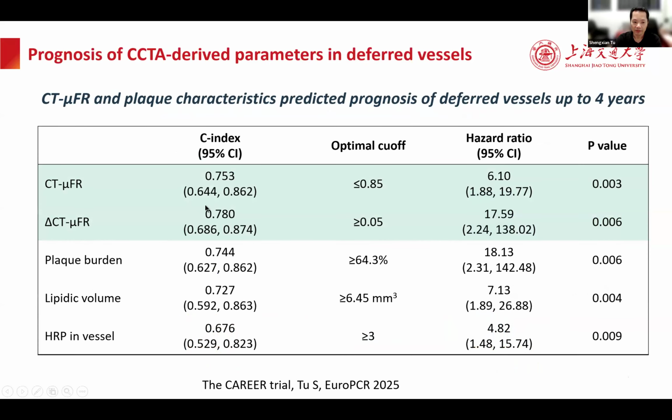And if you follow up these different vessels up to 4 years, as you can see, CT-MUFA and delta CT-MUFA also predict 4-year adverse events, and the plaque burden as well is a strong predictor, as we saw in the previous validation study. The volume of plaque burden is also a good predictor for OCT vulnerable features. So this would predict a future event.